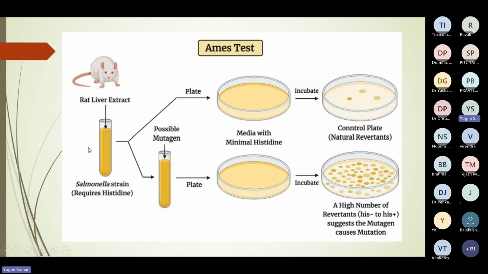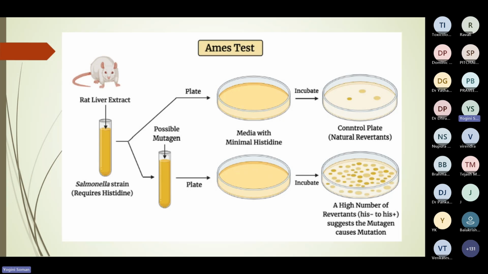Important things in the AMES test are the Salmonella or E. coli strains, so well characterized strains, and the metabolic condition, with metabolic activation or without metabolic activation. Then the vehicle, as well as the positive controls.